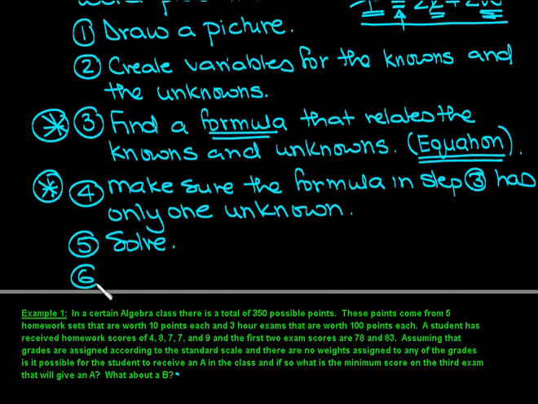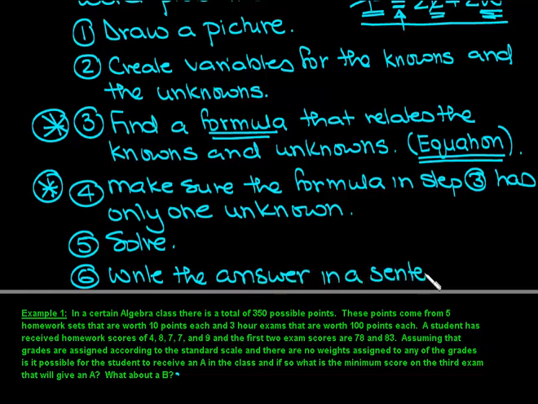And then the last thing is write the answer in a sentence. And that's something students always forget. They're so used to solving equations up to this point that once they get an answer, they'll get x is equal to 3, or they'll get the length is equal to 3, and they'll box it and they'll say, okay, that's my answer. No, the question was in the form of a sentence. You need to answer in the form of a sentence.